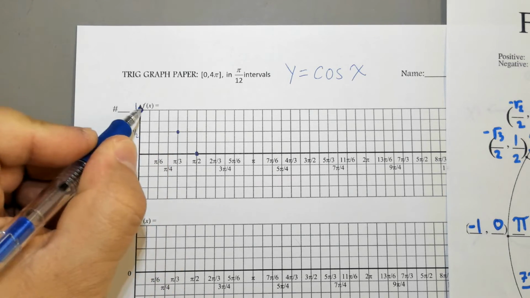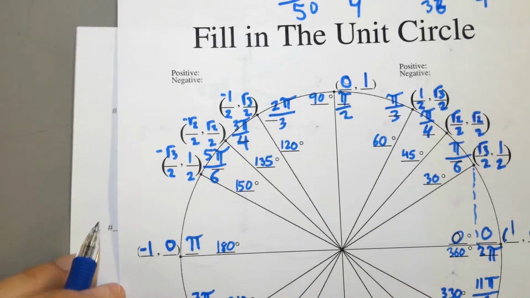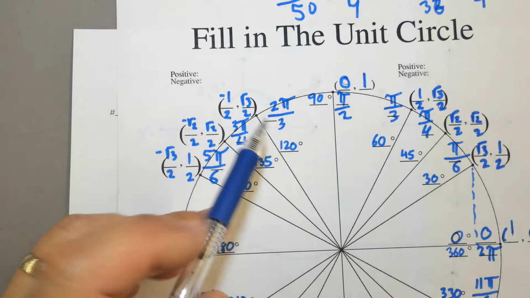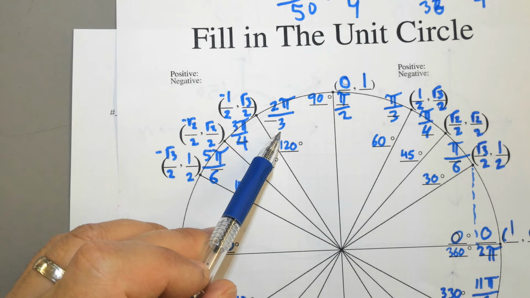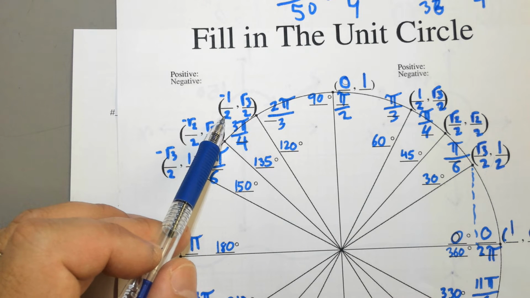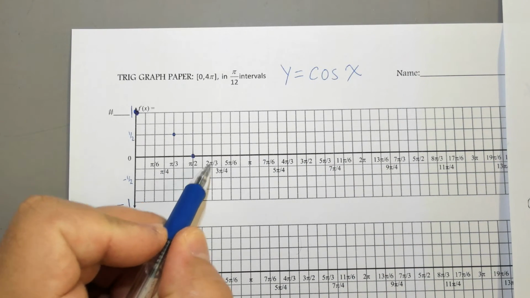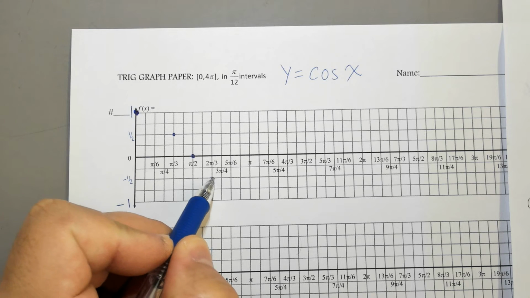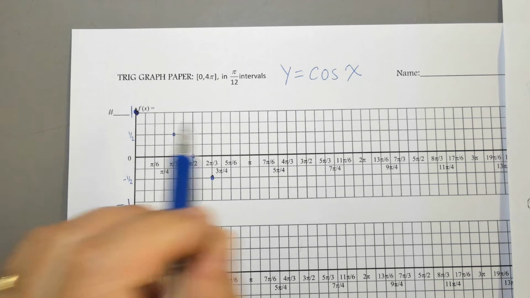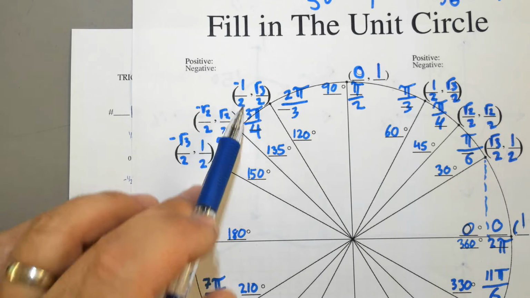So far we have these 3 coordinates. Let's continue. Pi over 2, we're at 0. 2 pi over 3, we are at negative 1/2. Again, we could graph that one by hand. So I'm going to go to 2 pi over 3, negative 1/2. Here I am. Again, this is for cosine.